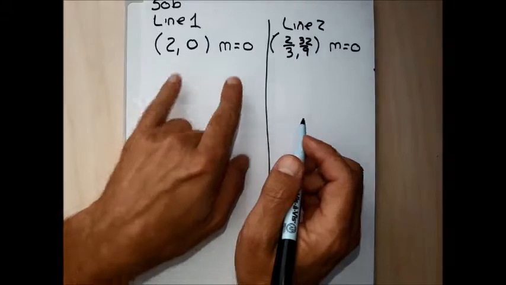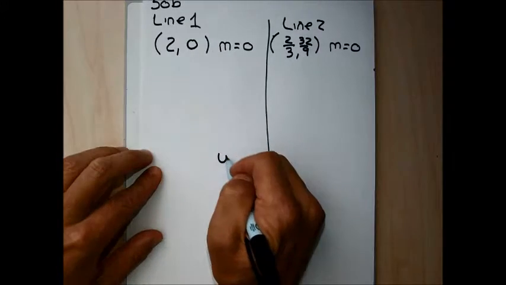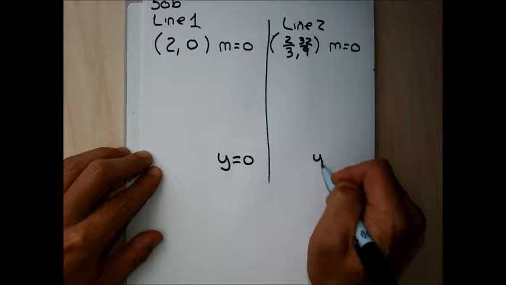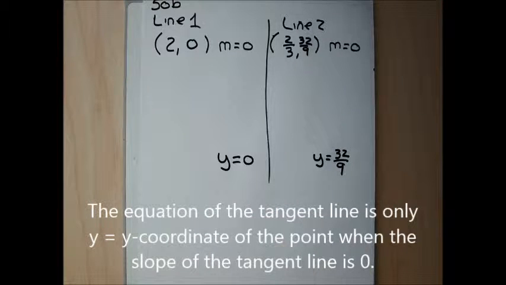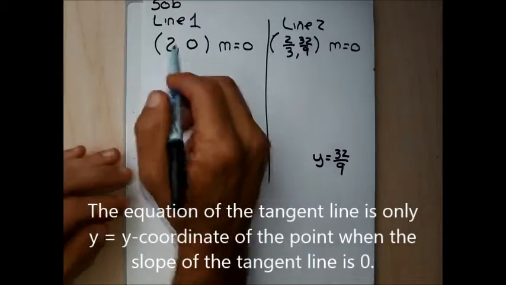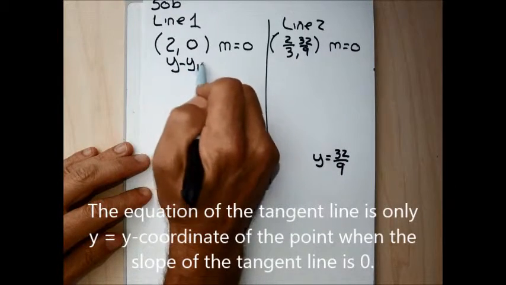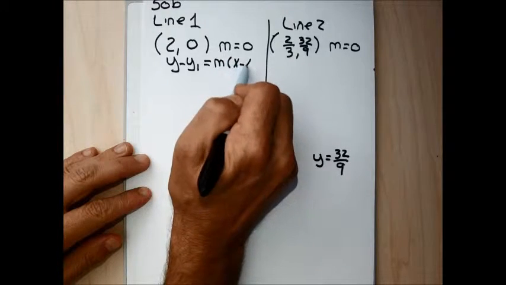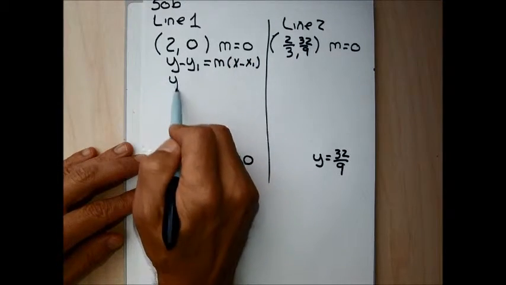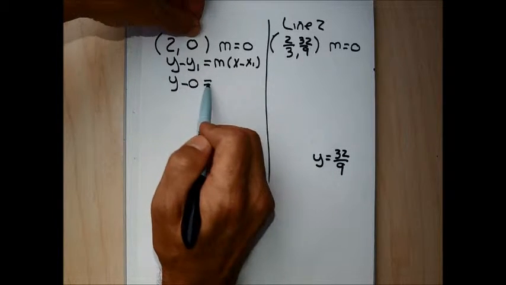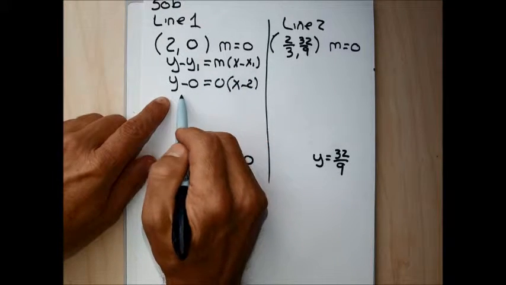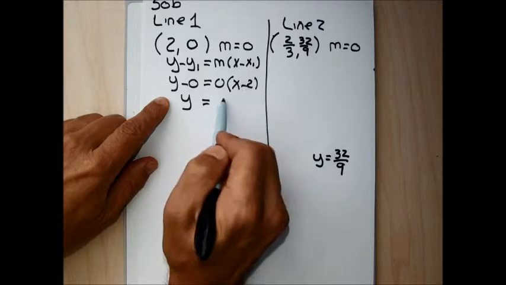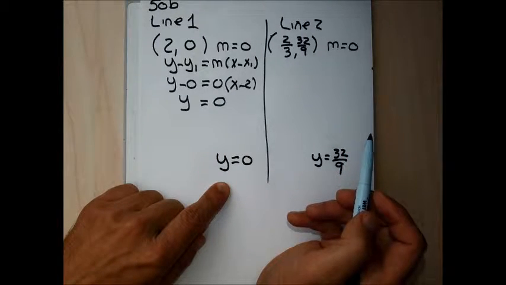Because the slope is 0, the equation of my line is just going to be y equals the y-coordinate of the point. So when you're asked to find equations of tangent lines and you have a point, just write y equals the y-coordinate of the point. But you can do algebra. The algebra would be using the y minus y1 equals m times (x minus x1) formula. For this first set of values, I'd go y minus the y-coordinate, which is 0, equals m, which is 0, times (x minus the x-coordinate, which is 2). Y minus 0 is just y. On the right side, 0 times (x minus 2) is 0. That's how you get that answer for part 50b.